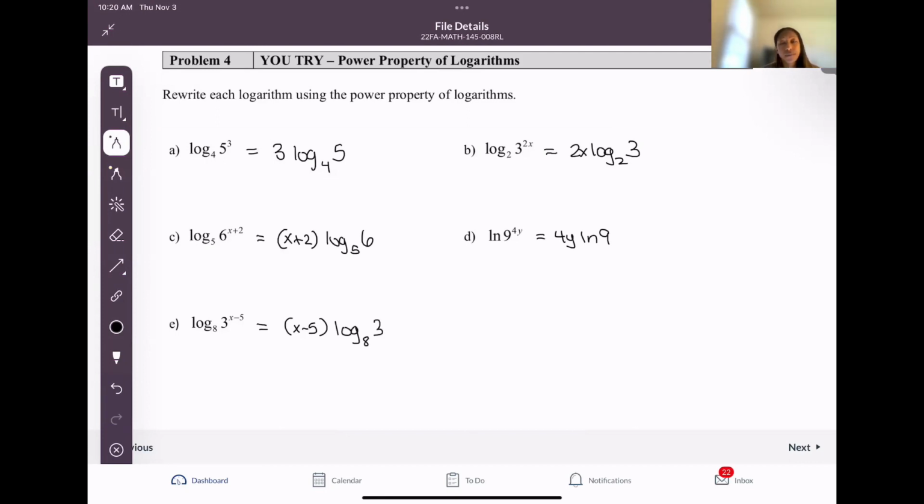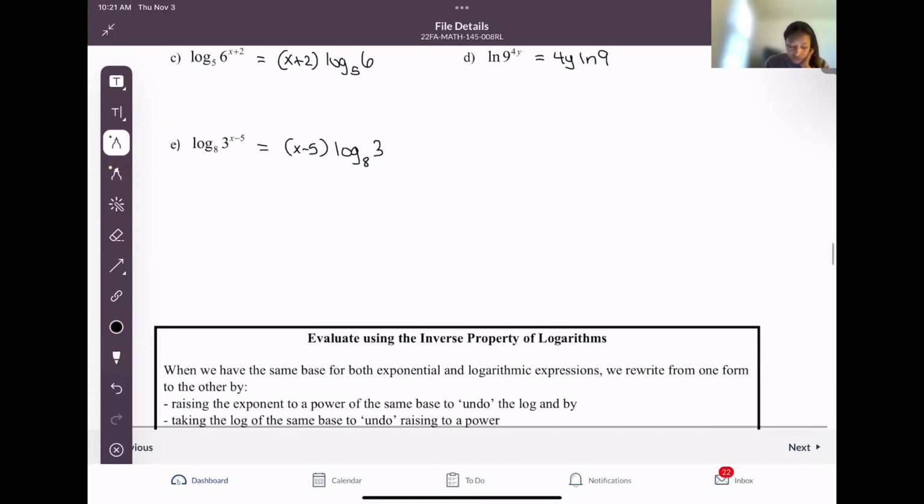So the power property, again, just tells us if we're taking the log of some term to a power, we can bring that power down and multiply by it. And you'll see how this is helpful for solving exponential equations a little bit later. This is just to help us practice doing the property. All right. So now we know change of base, and now we know the power property.